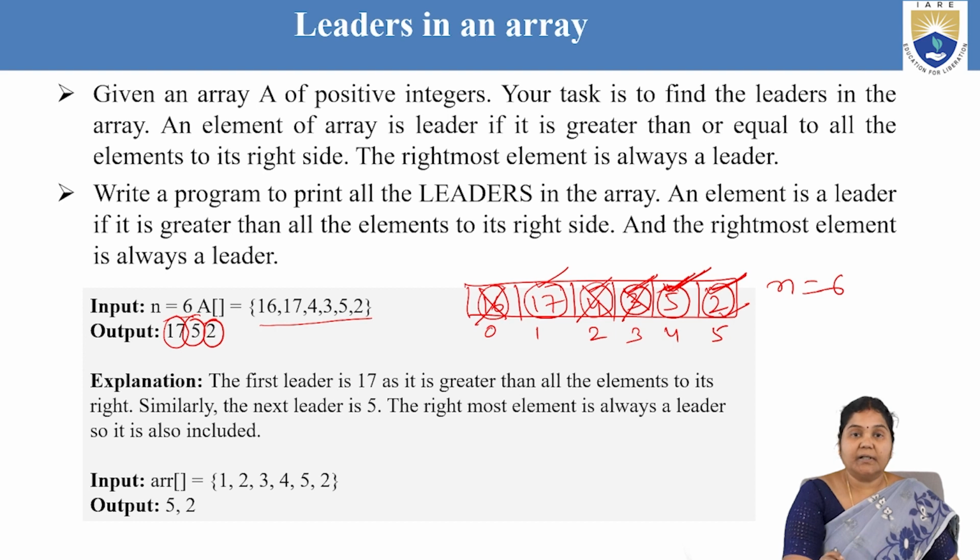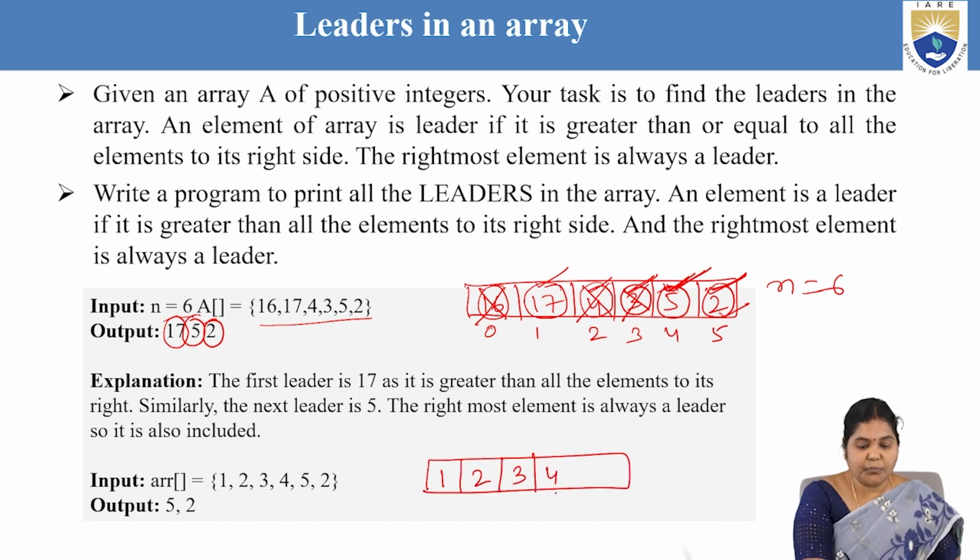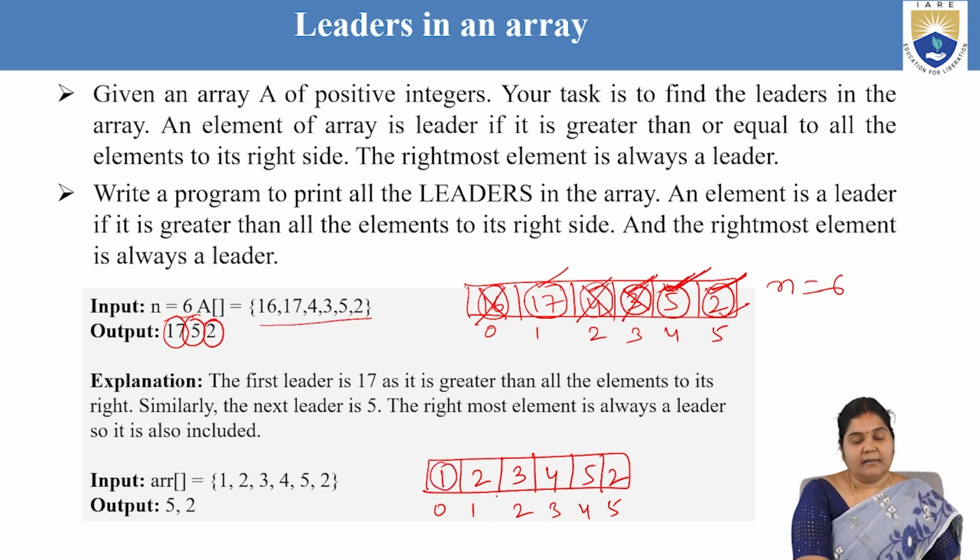I hope you understood how to find a leader. Now, consider another example. Suppose there is an array containing the elements 1, 2, 3, 4, 5 and 2. The index numbers are 0 to 5. Again, 6 elements are there. If you consider 1, almost all the elements are bigger than 1. So, 1 cannot be the leader.